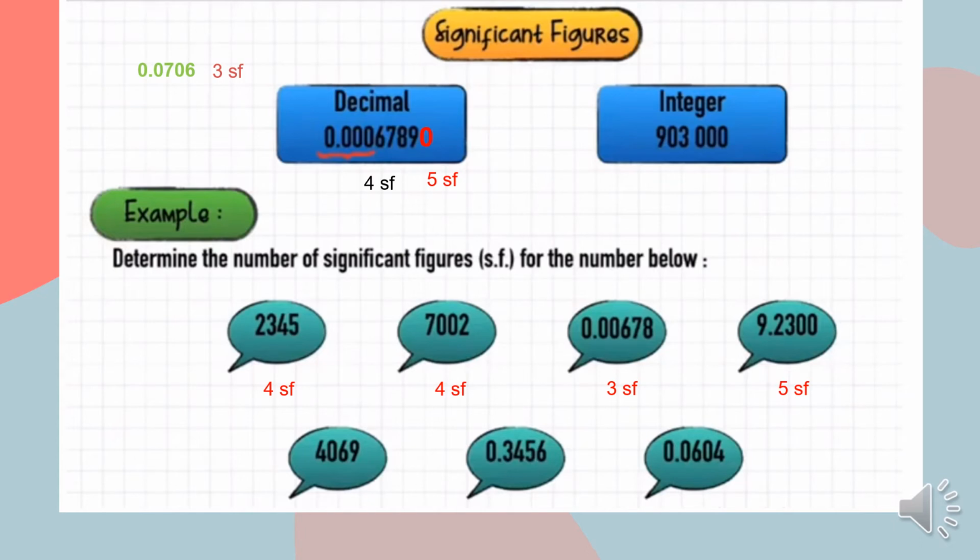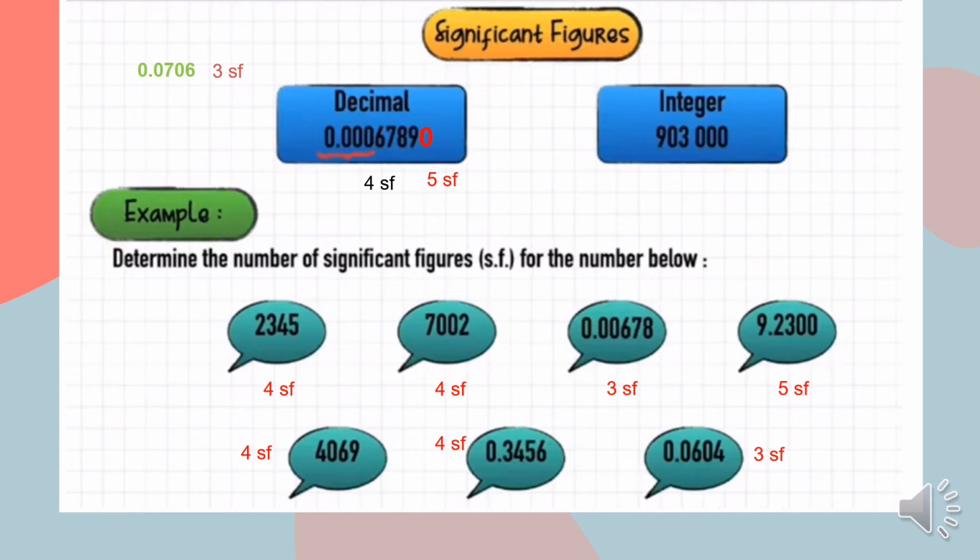Okay, and then the next one is 9.200. So this one, because the 0 is at the back of the decimal, we have to take it as significant. So we have 5 significant figures. 4069. Good job. 4 significant figures. Okay, 0.3456. Again 4 significant figures. Okay, good job. Last, 0.0604. Good job. Only 3 significant figures. Okay, I hope you can differentiate a bit.